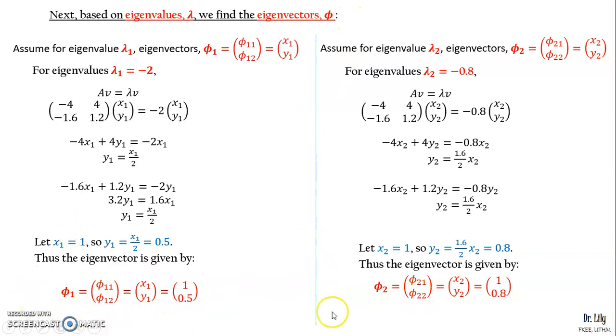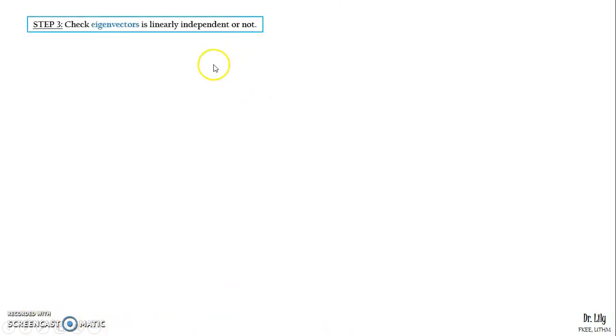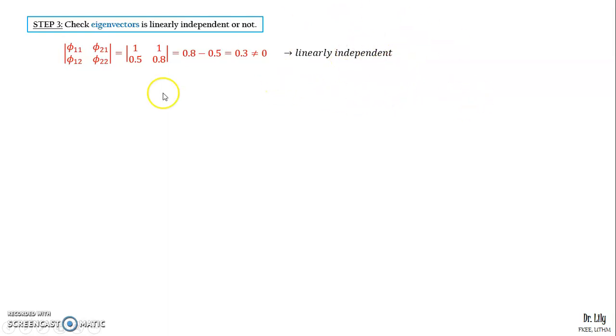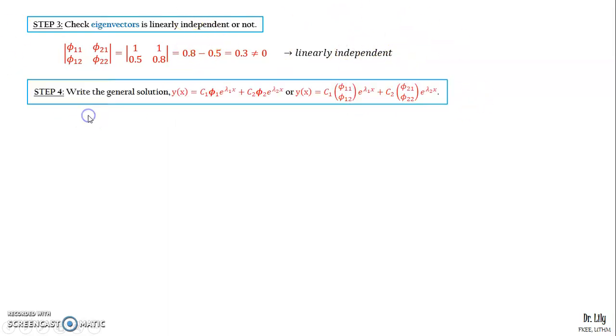So, next, kita kena check whether the eigenvector is linearly independent or not. So, macam mana nak tahu? Kita kena find the determinant value. Okay. So, determinant value is given by 1 multiplied with 0.8, kita dapat 0.8 minus 0.5. Okay. So, 0.8 minus 0.5, you dapat 0.3. So, it is not equal to 0. So, in this case, it's considered as linearly independent. So, bila dia linearly independent, you boleh terus pergi kepada step number 4.